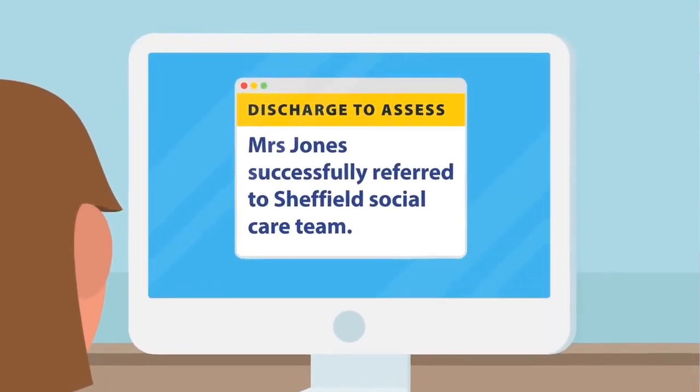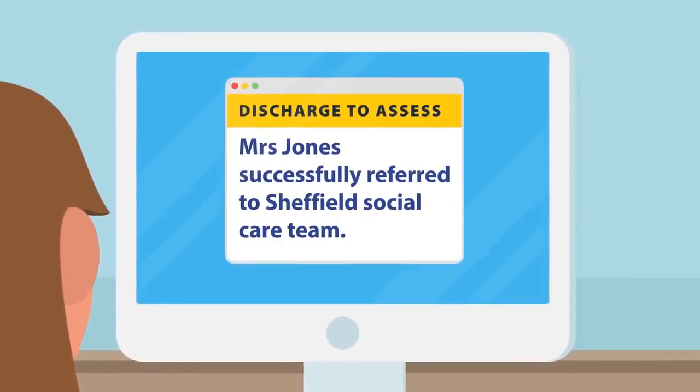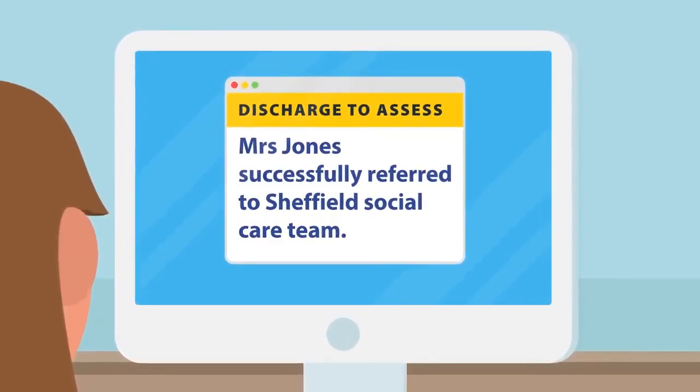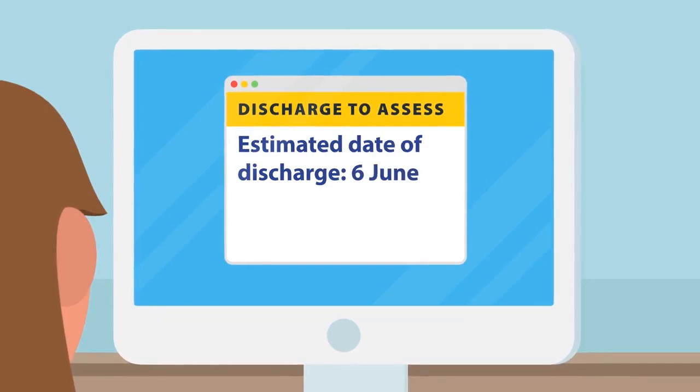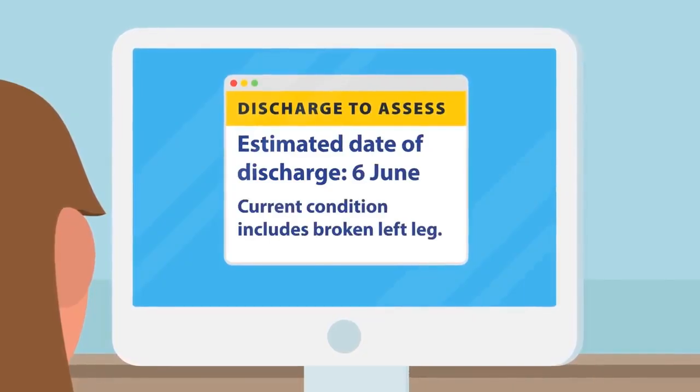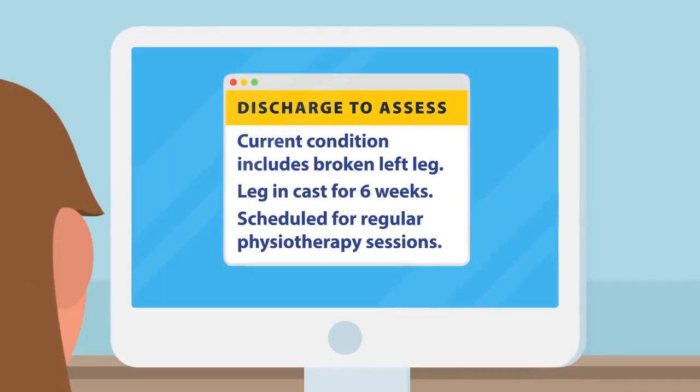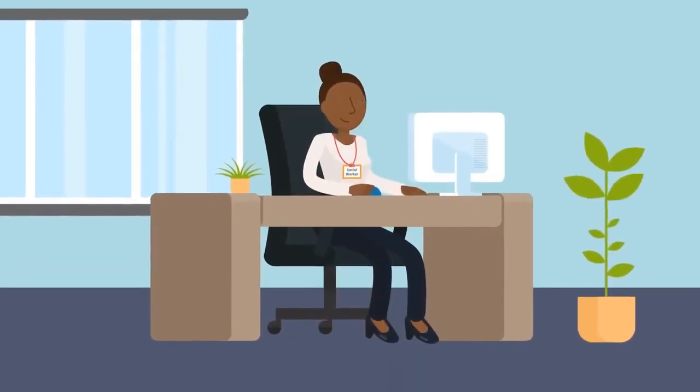Using Discharge to Assess, the clinician can refer Mrs. Jones to the social care service. The referral includes an estimated date of discharge and details of Mrs. Jones' current condition to start the process of planning for an assessment. The social worker receives all the relevant referral details electronically to prepare for the assessment.